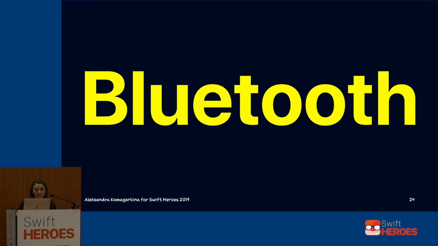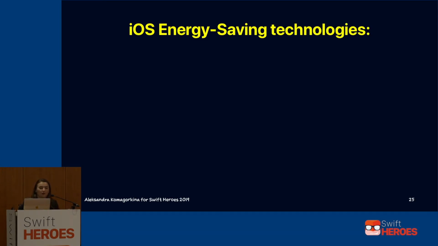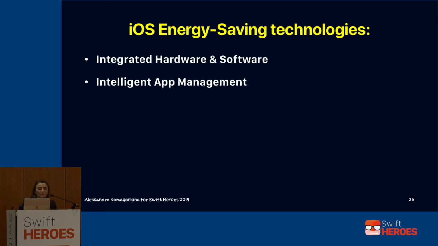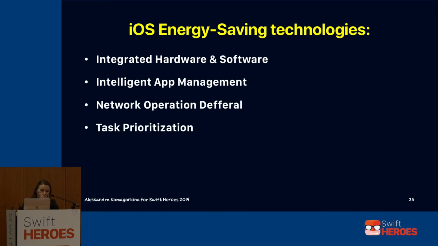These are just examples, because, as I said from the start, there is no single way to explore everything. But iOS already has a lot of energy-saving techniques. We as iOS developers have integrated hardware and software, intelligent app management, network operation deferral, task prioritization, and developer tools. And we will talk more about the last one today.